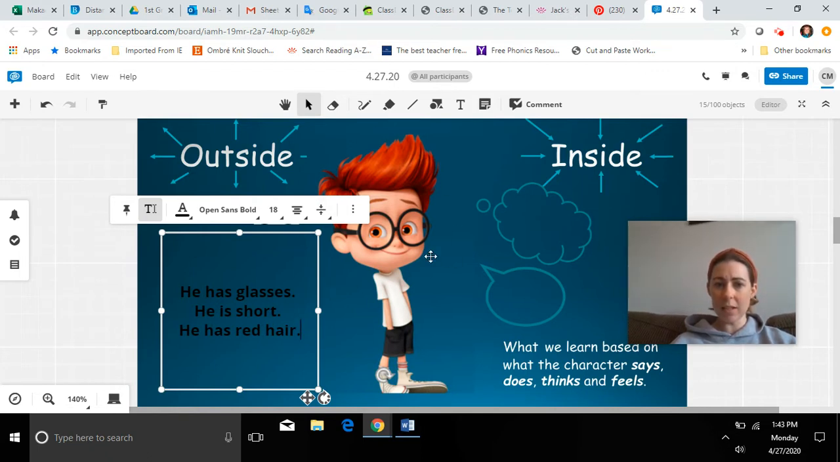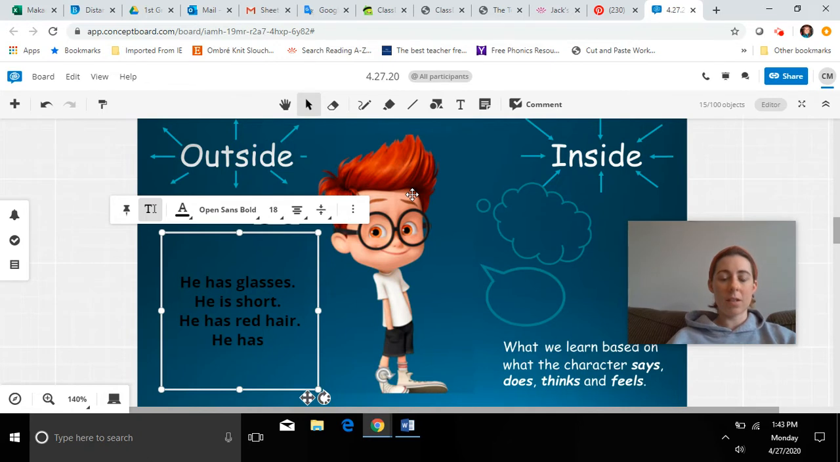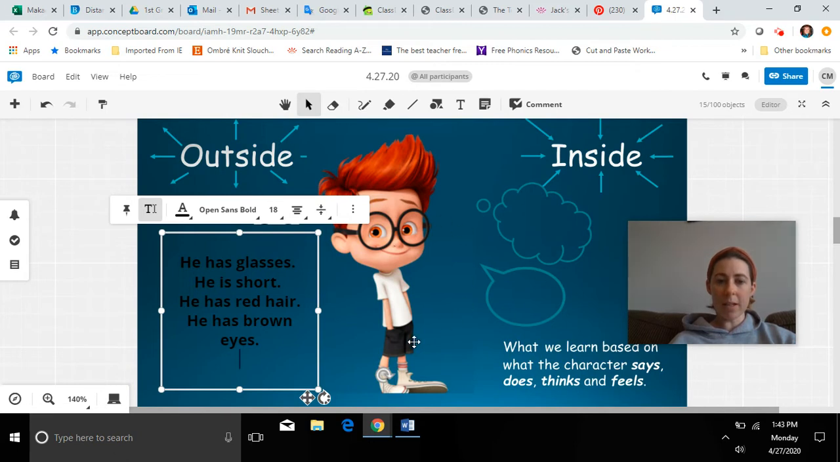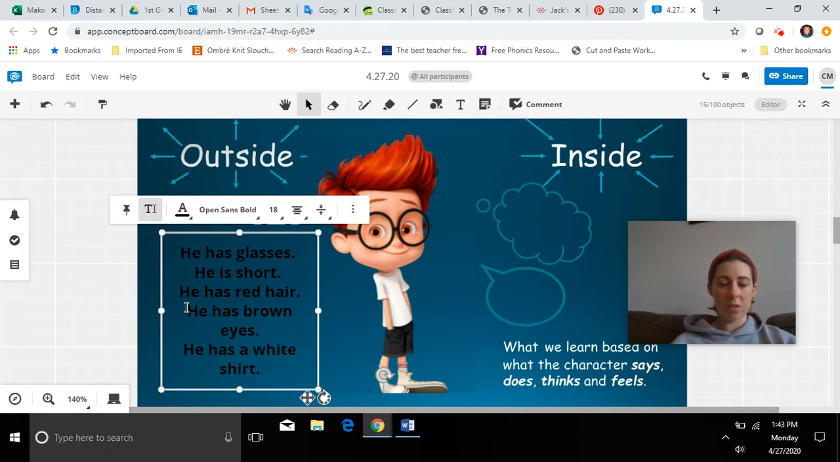Okay, anything else? What about his eyes? What can you tell me about his eyes that we see? I think he has what color eyes? Maybe brown, maybe a light brown. He has brown eyes. What can you tell me about his clothing? He has a white shirt.